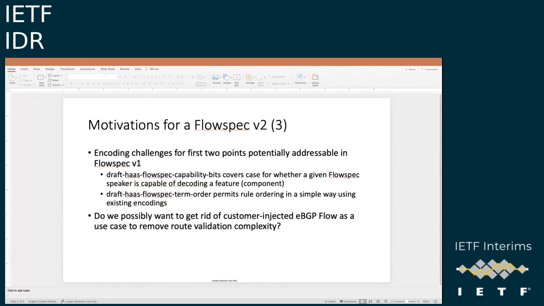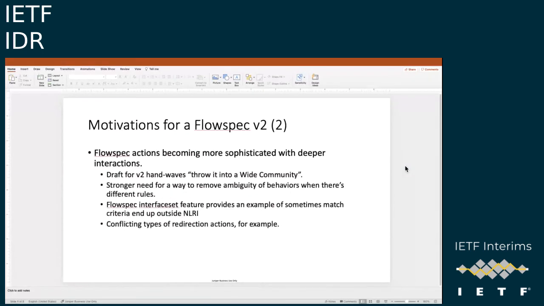Sure. While I have the microphone, Jeff, can I ask one other question? Certainly. On one of your slides, you mentioned draft V2 hand waves, throw it into a wide community. Is that something still on the table? That's still a thing to be addressed, although as we work through the discussion points about the current actions that people actually make use of, we don't really have a very large number of these things.